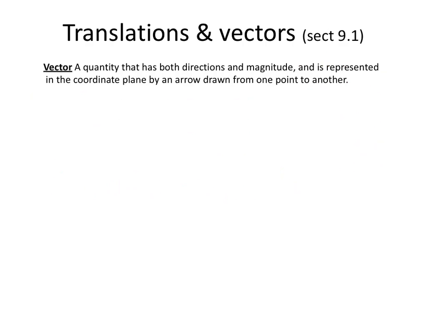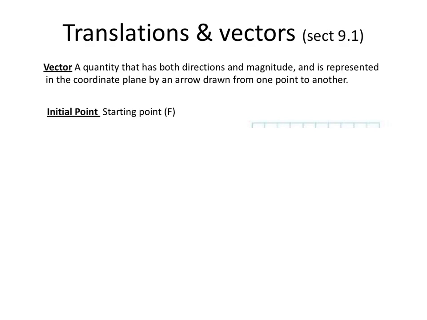Another way to talk about translations is to use vectors. So this is the second way. I told you we're going to learn 2 ways to write them. One was coordinate notation, the other one is going to be vectors. A vector is a quantity that both has direction and magnitude, and it is represented in the coordinate plane by an arrow drawn from one point to another. So that is my vector.